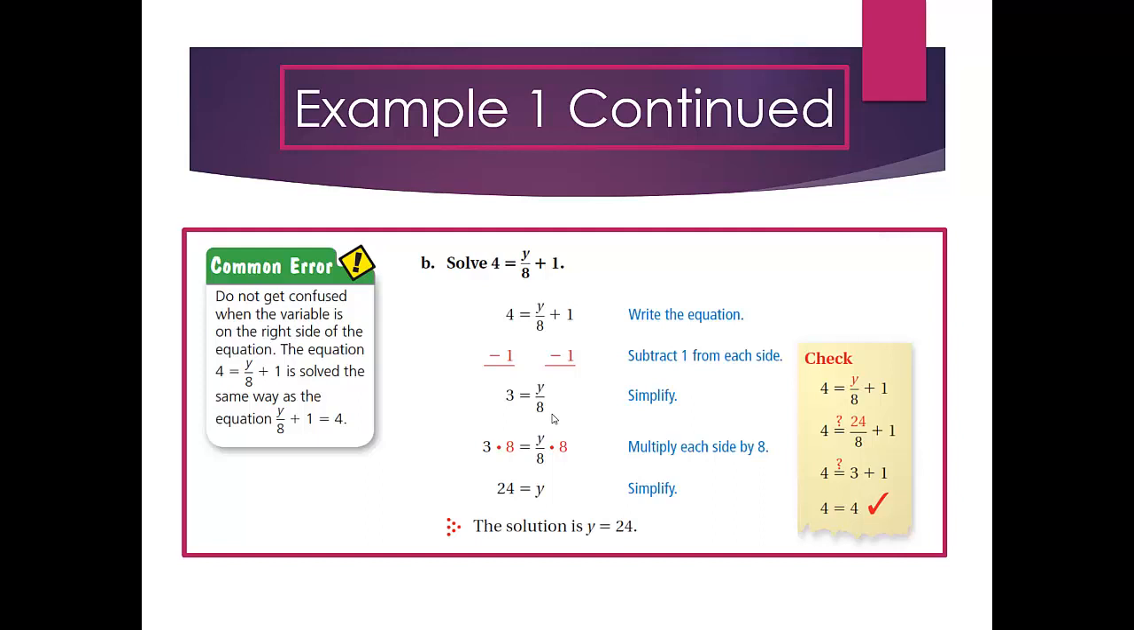Since we're dividing by 8, we'll do the opposite, which would be to multiply by 8. So we're going to multiply both sides by 8. So we'll have 3 times 8 equals y divided by 8 times 8. 3 times 8 is 24. And then y divided by 8 times 8 would just be y. So our solution is y equals 24.